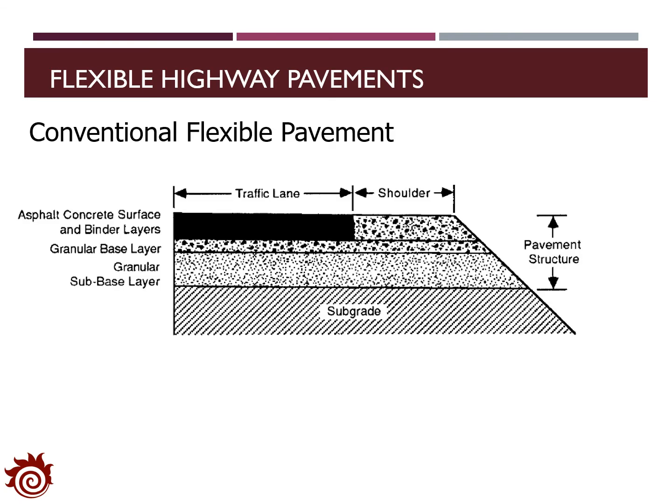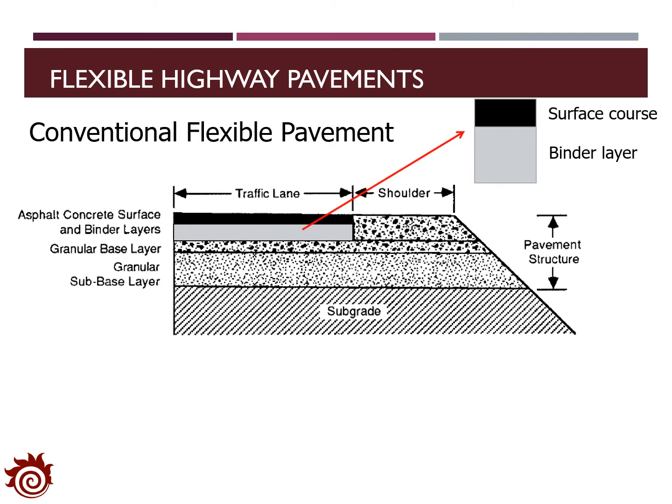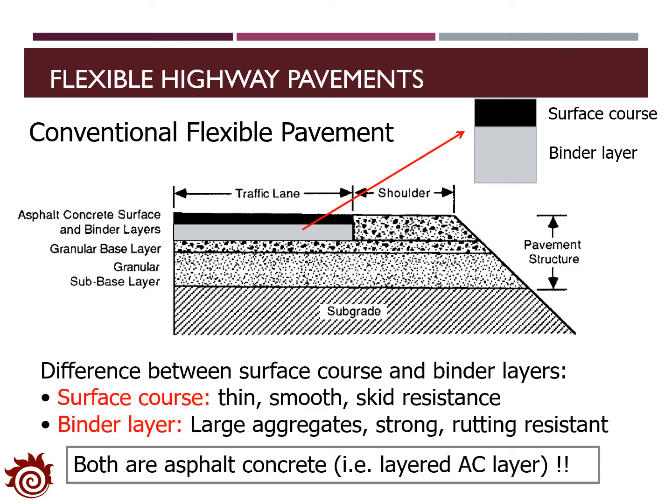Now let's see the pavement structure for conventional flexible pavement. In this kind of pavement, it contains surface and binder layers supported by granular base and sub-base layers. The surface and binder layers actually contain 2 parts, the surface course and the binder layer. Both of them are made of asphalt concrete. They're actually layered AC layers, but they have different functions.